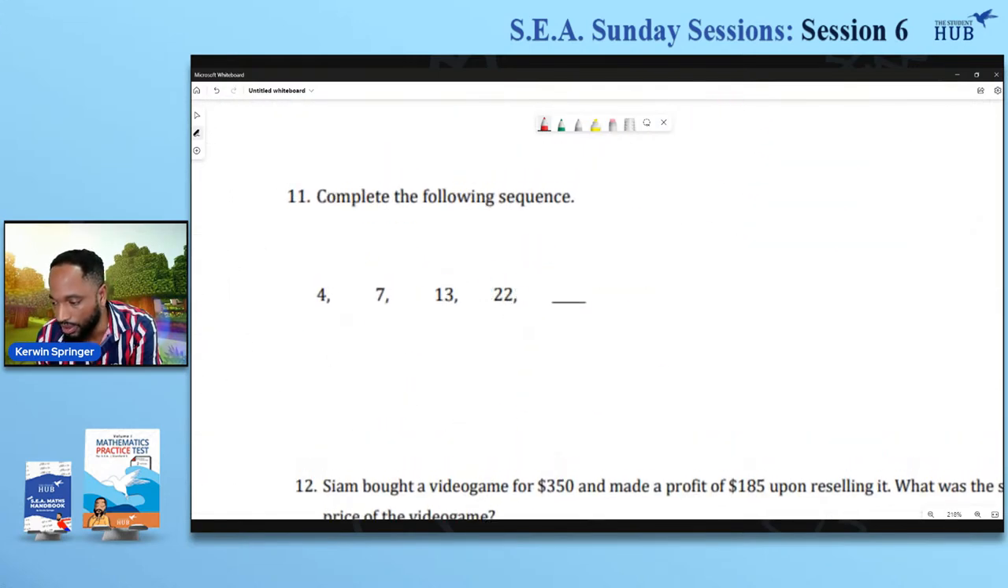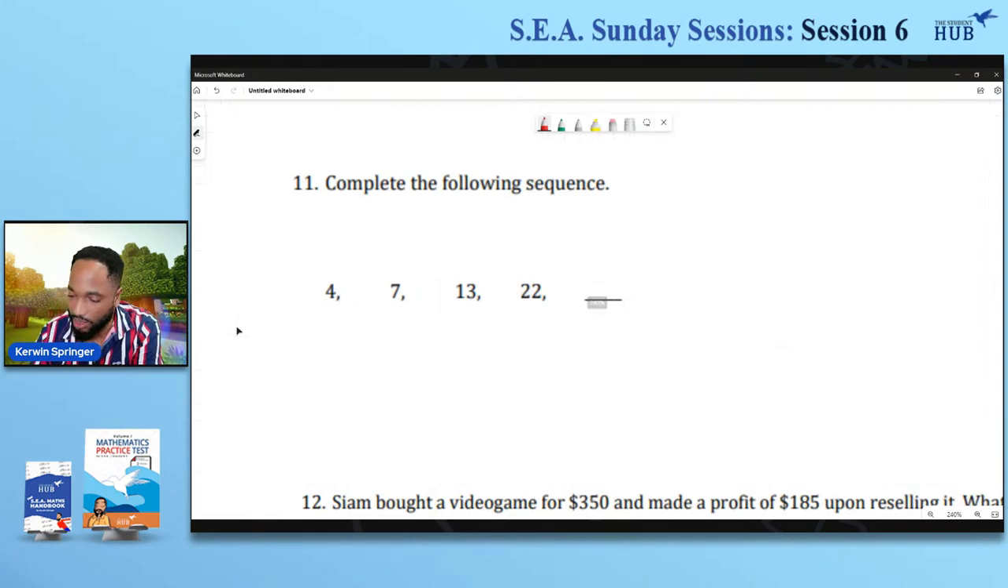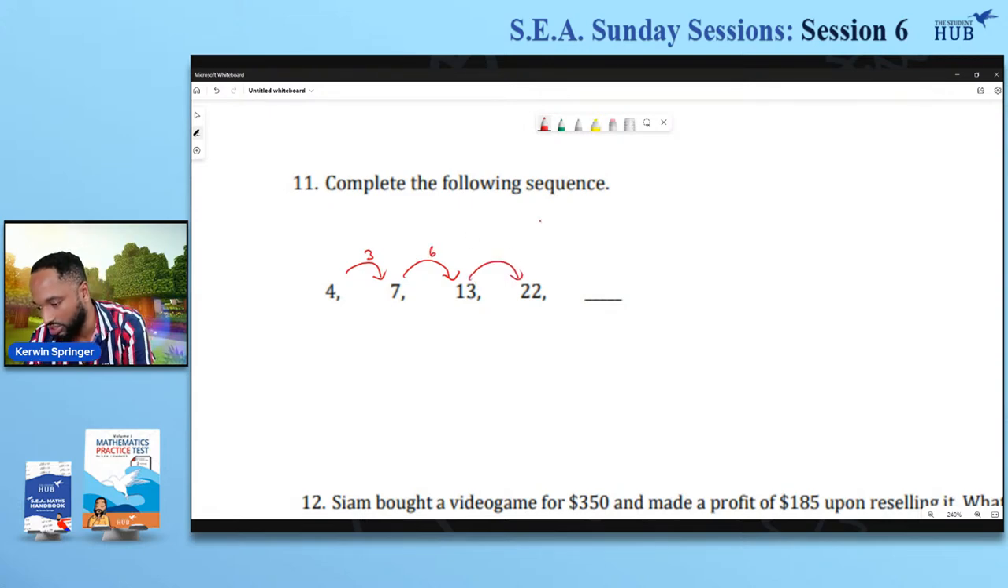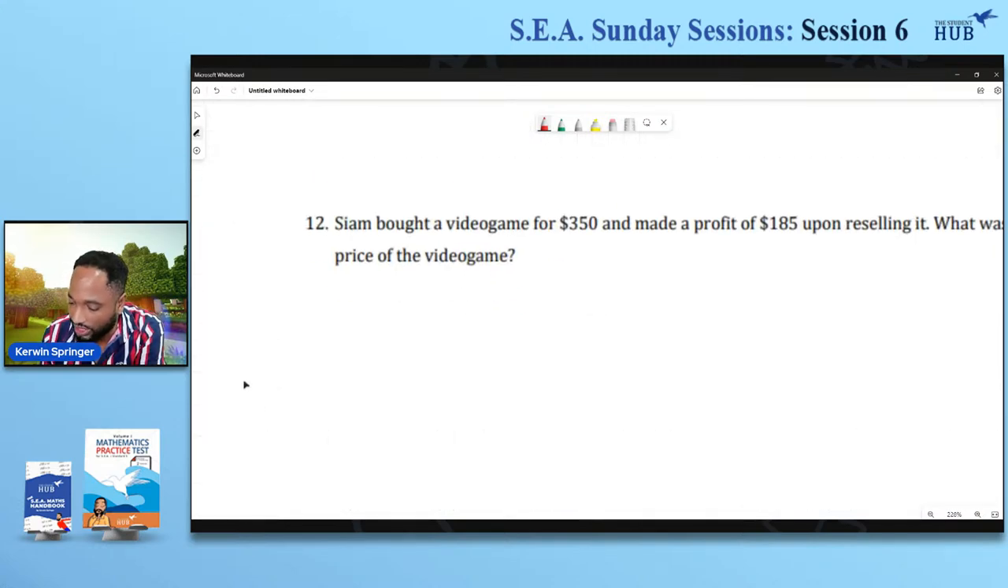Quick maths. Complete the following sequence. What's happening here? Is it going up by a specific number? 4 to 7 is 3. 7 to 13 is 6. 4 plus 3 makes 7. 7 plus 6 will make 13. And 13 plus 9 will make 22? So it seems like it's adding on multiples of 3. So next up, I need to add on what? 3, 6, I need to add on 12. And 12 and 22 will be 34 is our way to go there. 34 is our ticket for the max.